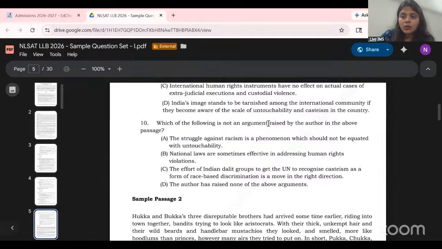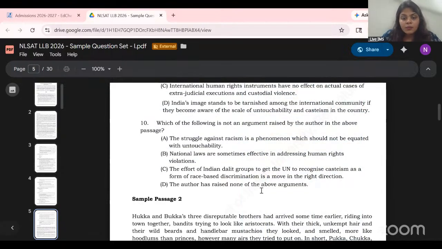Moving on to the 10th question for this passage. It is asking which of the following is not an argument raised by the author in the above passage. So something which is outside the context of the passage. First is that the struggle against racism is a phenomenon which should not be equated with untouchability. Of course, the entire passage is talking about it. Second is that national laws are sometimes effective in addressing human rights violations. Third is that the effort of Indian Dalit groups to get the UN to recognize casteism as a form of race-based discrimination is a move in the right direction. That is the whole argument of the author.